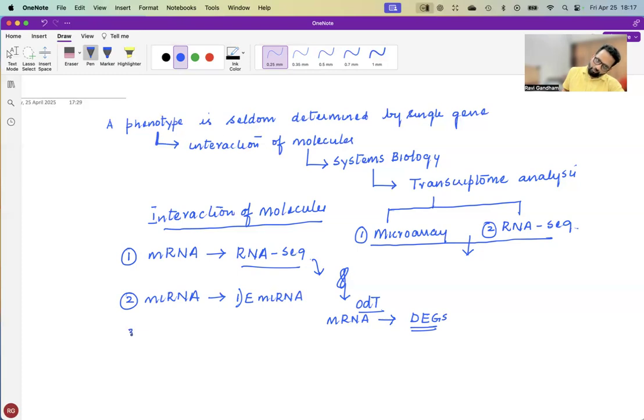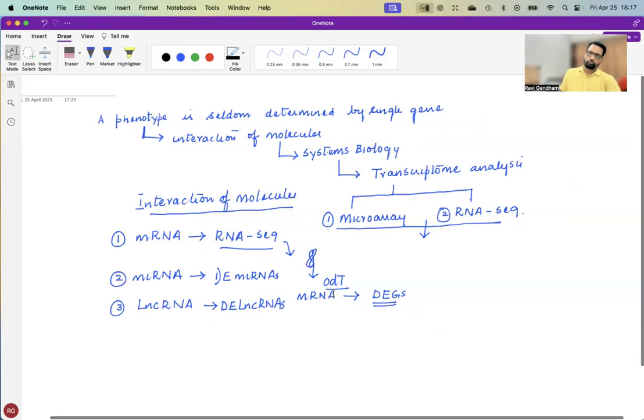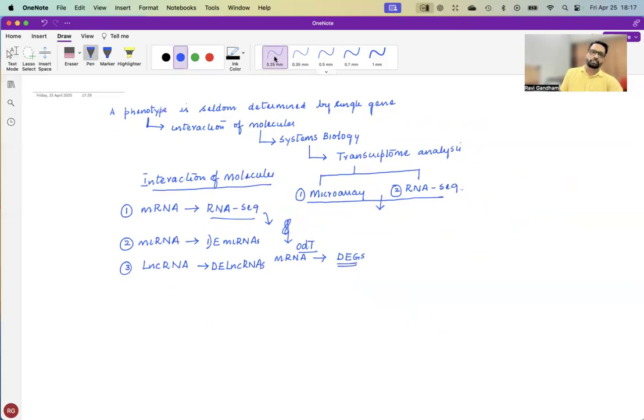And as well, like with the LNCs, you will finally end up with differentially expressed LNC RNA, that is DE-LNC RNA. And similarly, for the circular RNA as well, you will have differentially expressed circular RNAs. What we are going to study today is how these molecules are interacting with one another. I want everyone to be attentive over here.